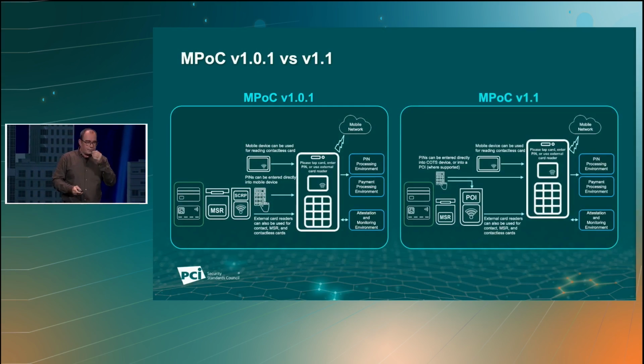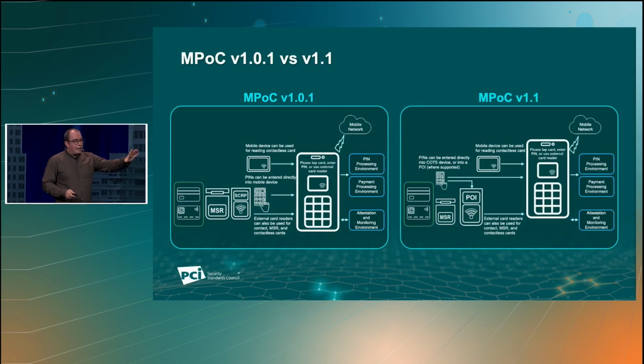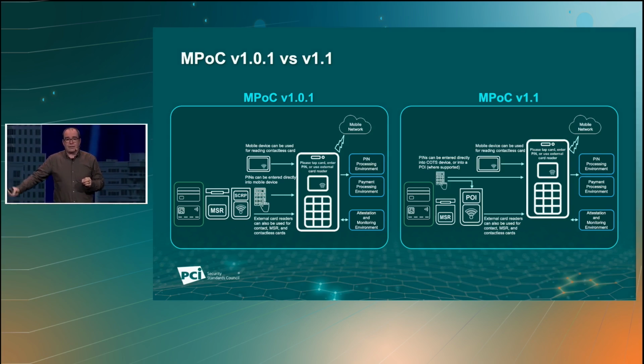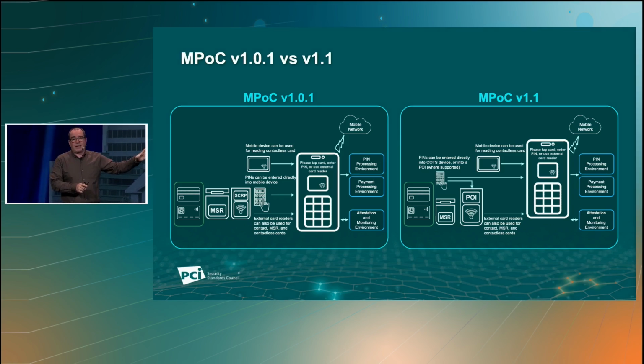So what does all this mean? So in this picture here, the differences are a little bit subtle, and I'll get to some of those subtle differences initially, but what we can see here are some of the changes. So in MPoC version 1.1, you can have the PIN being entered into the COTS device, but also into the POI. Now, we couldn't support that in version 1.0.1 because it was an SCRP, and the SCRPs don't have keypads. So we allow for that, and there's certain things that need to be done and need to be supported in the standard to allow for that.